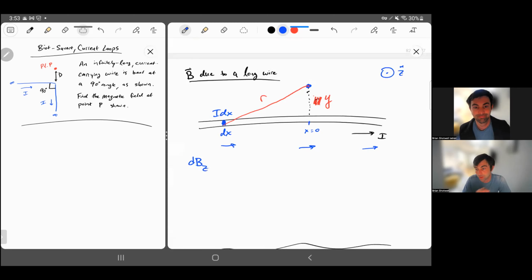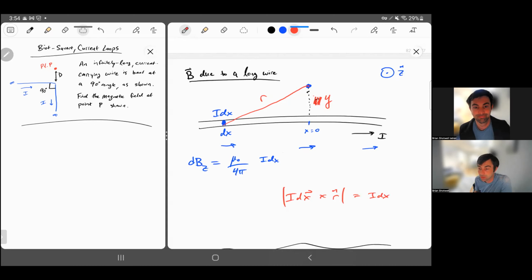Notice when you look at any piece of the wire, I dl points to the right. And if you curl your fingers towards the R hat direction, you get your thumb pointing out of the page, in the plus Z direction. Okay, so with that knowledge, we can write mu naught over 4 pi, I dx cross R hat. So I'll write this to the side and then delete it. We have I dl, let's write dx vector cross R hat. We already know that this points out of the page. If we look at the magnitude of this thing, it's the magnitude of the first piece, I dx.